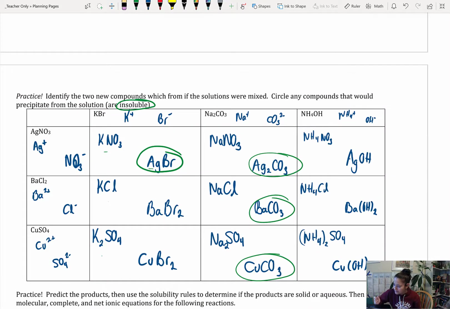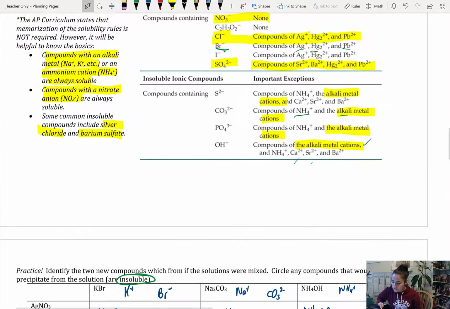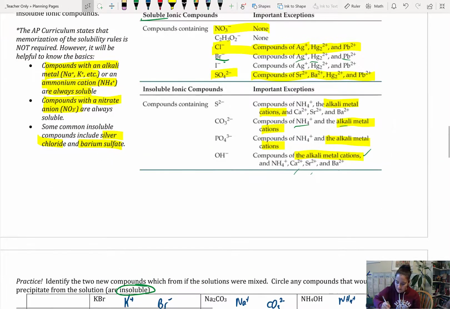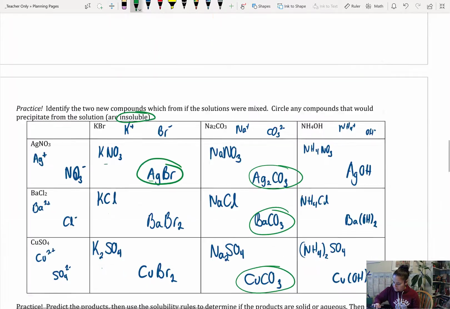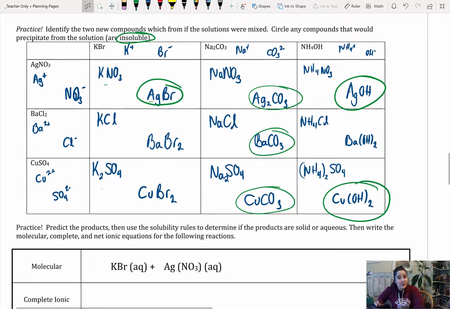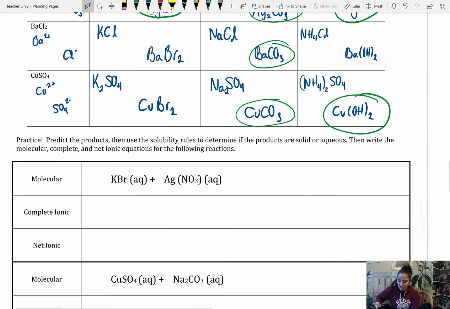Oopsies, so that one's going to be soluble. But silver, notice, silver is not an exception, so it is going to be insoluble. Okay, same with copper. Copper will be insoluble. Okay, cool. Let's go ahead and do some more practice with writing these net ionic reactions.